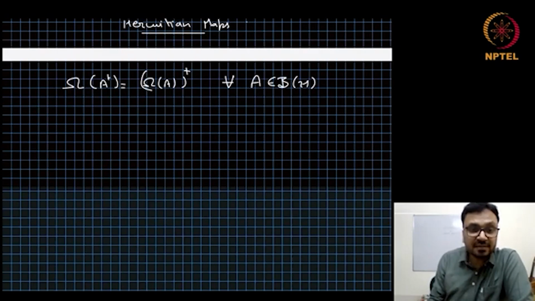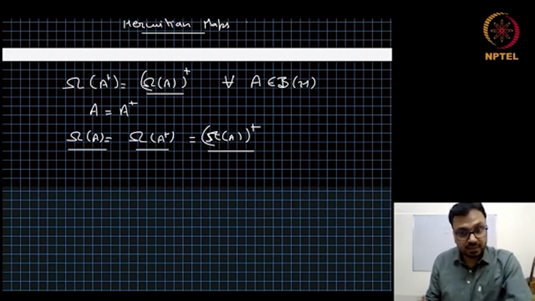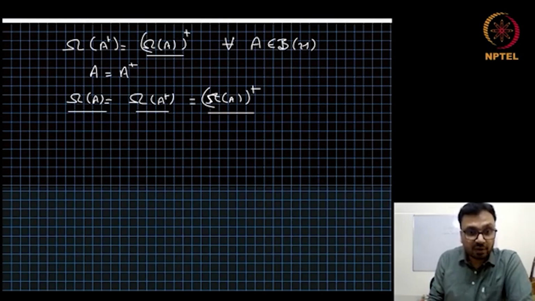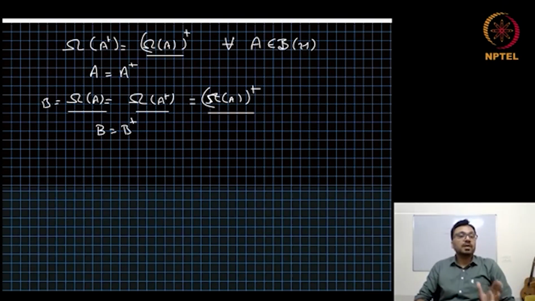So how is it hermiticity preserving? If A is Hermitian, then omega of A is the same as omega of A dagger, and omega of A dagger by definition is omega of A, dagger. In that way, omega of A and its dagger are equal. So if we say omega of A is B, then B equals B dagger. In that way, this map will map Hermitian operators to Hermitian operators. So it's a hermiticity preserving map.